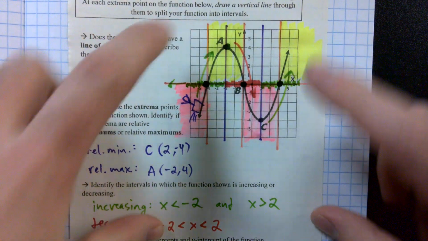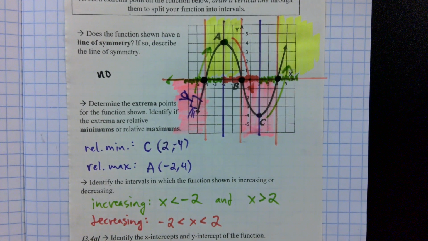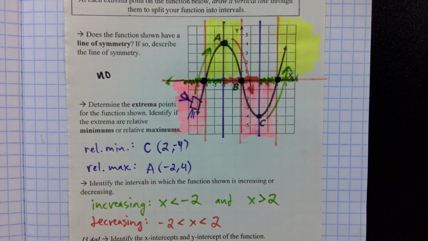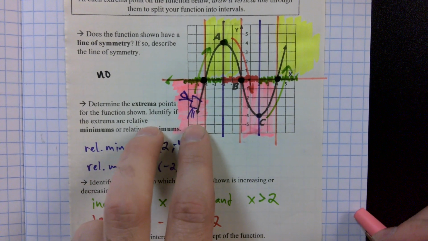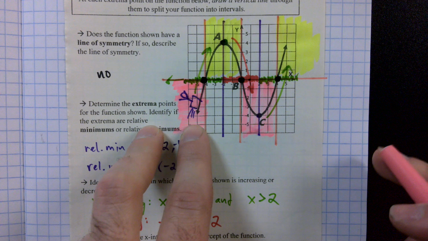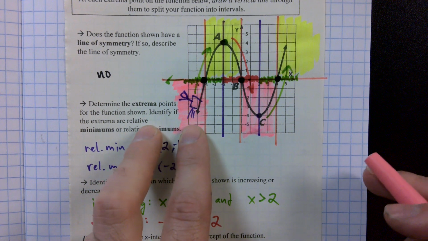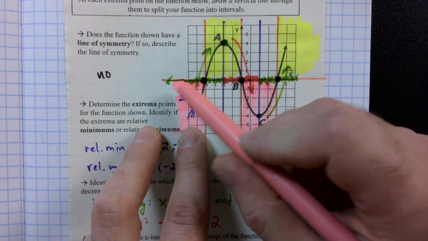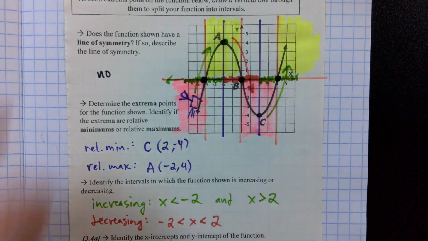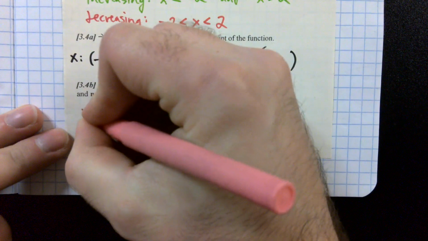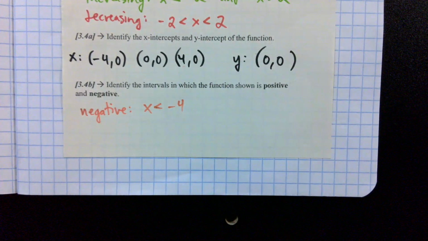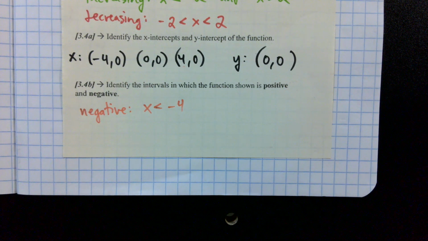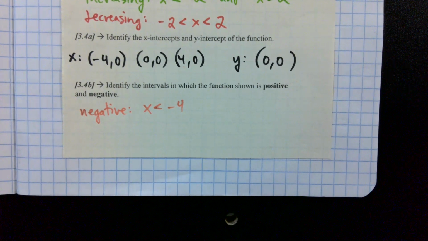So my yellow sections are my positive intervals. My pink sections are my negative intervals. So this pink section right here is any x value less than what? Negative 4. Negative 4, negative 5, negative 6, all the way over. So for my negative intervals, I've got x is less than negative 4. Again, we're not including the point negative 4 because it's on the x-axis. It's neither above nor below.